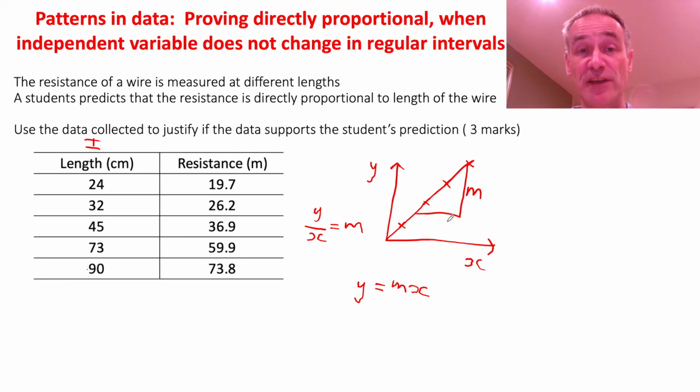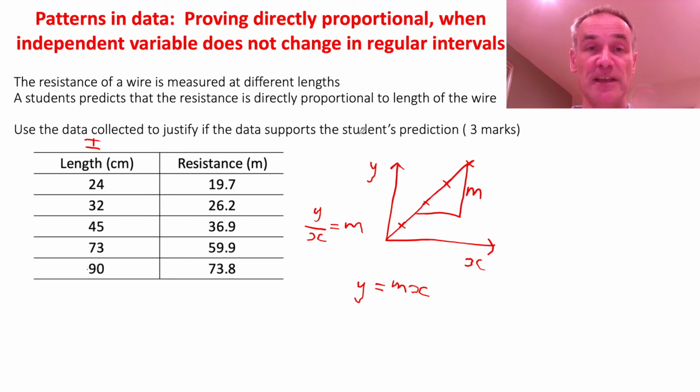So all we have to do is divide y by x. You could do it the other way around, it doesn't matter. You'd still get a constant value. So dividing resistance by length for 3 different values to really check if you get the same value each time, they are directly proportional. So the question is, the resistance of the wire is measured at different lengths. A student predicts the resistance is directly proportional to the length of the wire. Use the data collected to justify if the data supports the student's prediction.